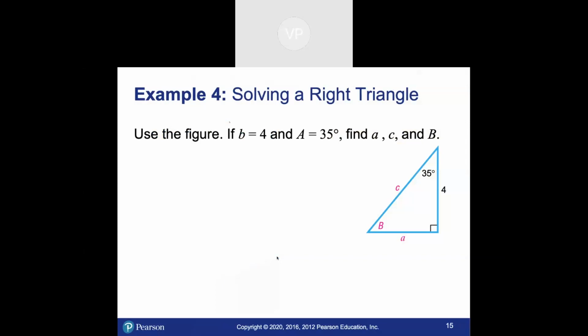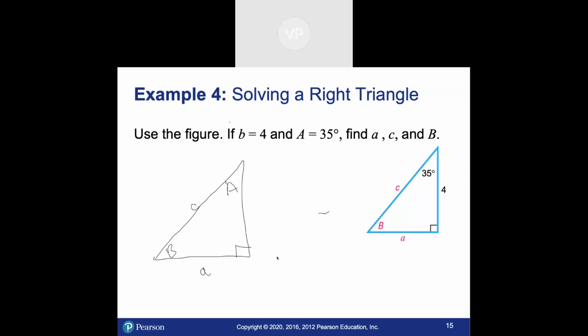So now we're going to use the figure, and this is where it gets interesting because things are all over the place. If B is 4, capital A is 35, and we need to find a, c, and B. This is where we start really using our trig. Keep in mind, label-wise, if I have a triangle like this, and I call this B, the opposite side is always the lowercase b. If this is A, the opposite side is always lowercase a, and the one opposite the right angle is always going to be c, my hypotenuse.